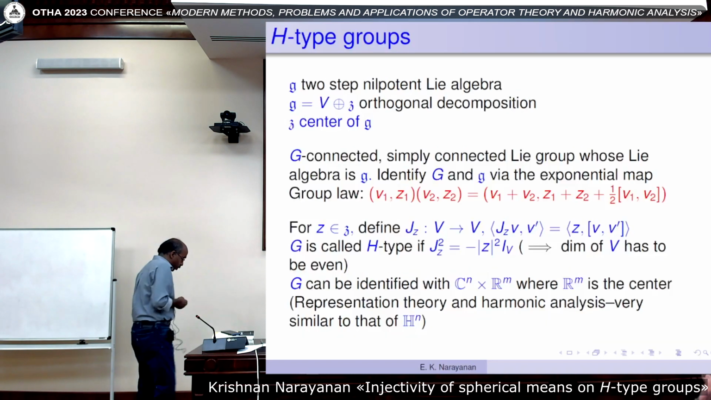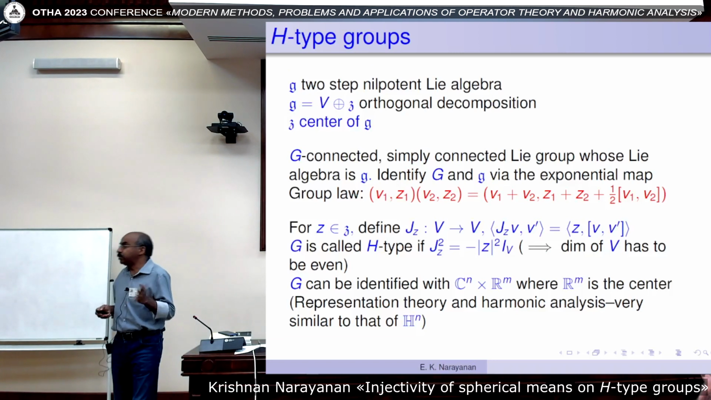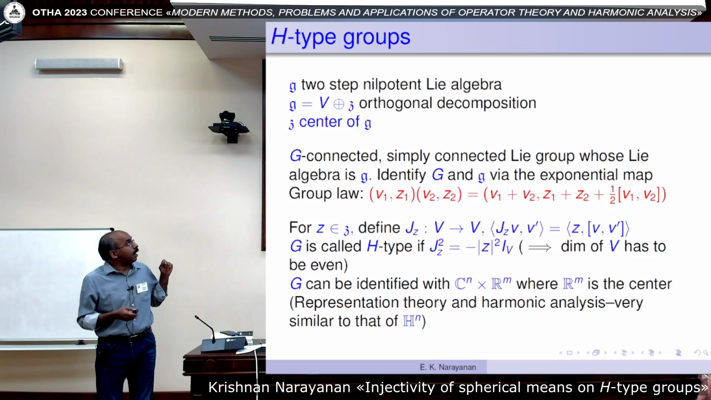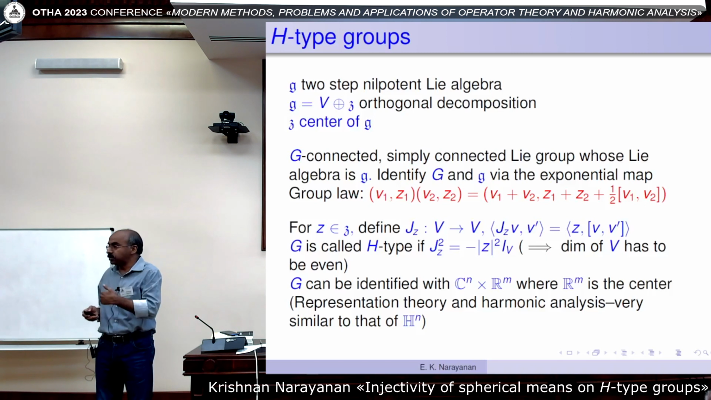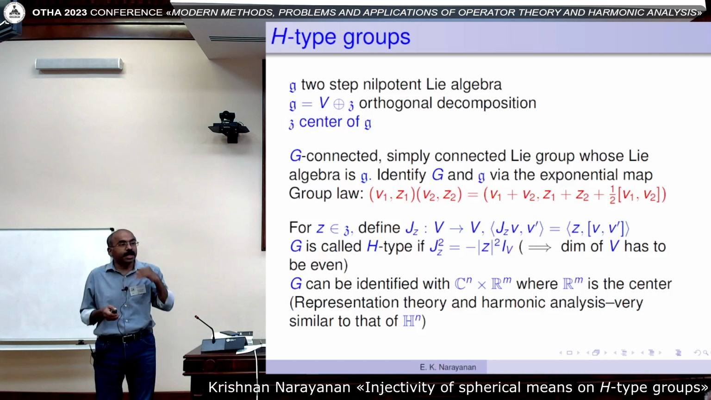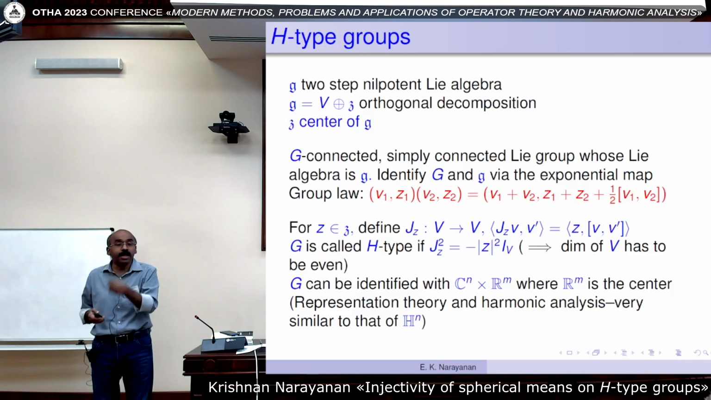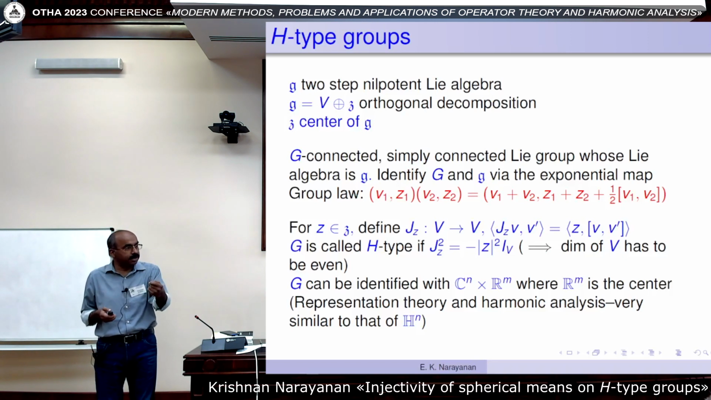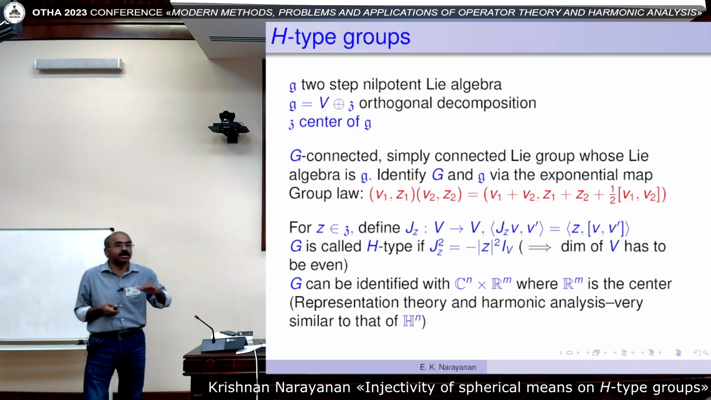All right, so now we can go to H-type groups. What I want to describe is a result of mine with two others on H-type groups. So what are H-type groups? H-type groups are Heisenberg-type groups, a slight generalization of the Heisenberg group. Think of H-type groups as Heisenberg group with a larger center. In the usual Heisenberg group, the center is just the real line, which is one-dimensional. For H-type groups, you can have any bigger center, but the harmonic analysis and representation theory of these groups are more or less similar.